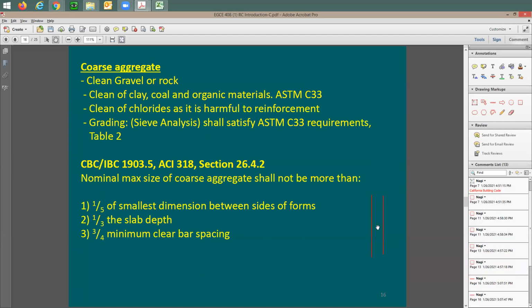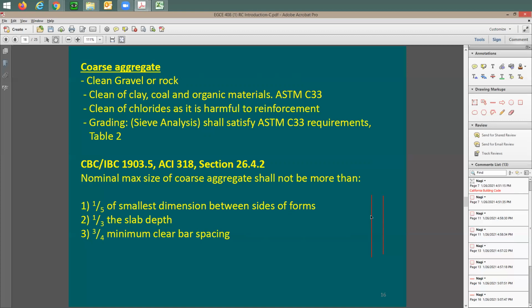The spacing between these 2 rebars, let's say 4 inches, right? Let's say the clear spacing is 4 inches. 3/4 of that is going to be 3/4 of the 4 inches, which means it's going to be 3 inches. So the maximum aggregate size in this case is going to be 3 inches. So if this clear distance is going to be 4 inches, your maximum aggregate size in this case is going to be 3 inches.